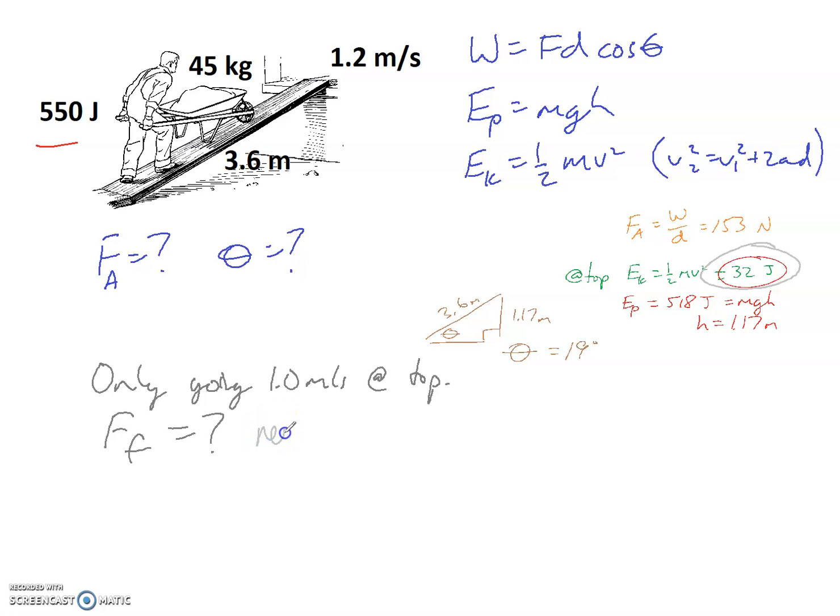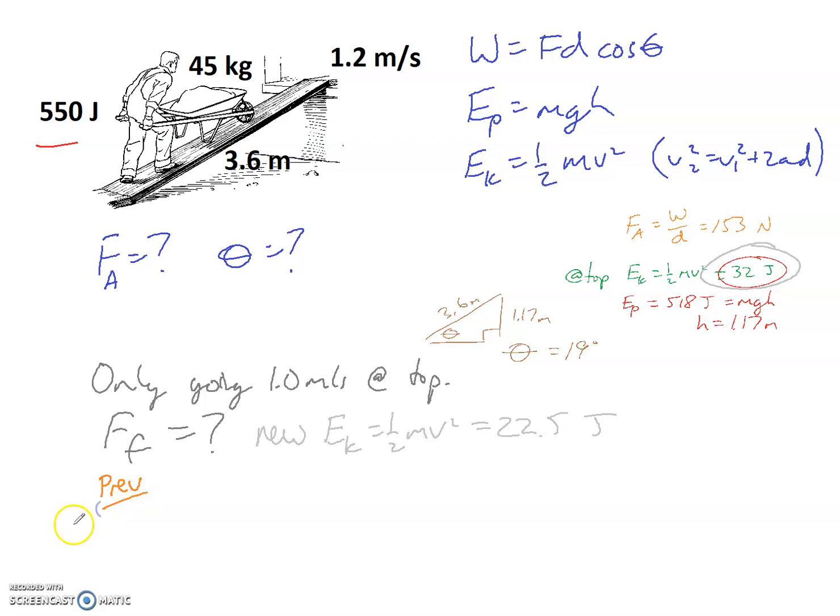So if I do the same type of calculation, new kinetic energy, 1/2 mv squared, I can calculate that my kinetic energy at the top from a slower speed is going to be about 22.5 joules. Okay, so he's still done 550 joules of work. He still has, or the wheelbarrow still has, 518 joules of potential energy. The only thing is some of the kinetic energy that I had before, some of that 32 has now been lost to friction.